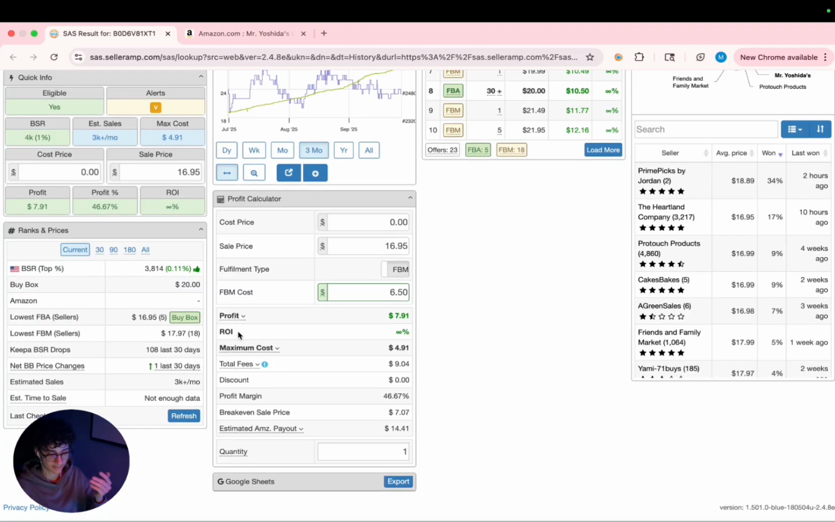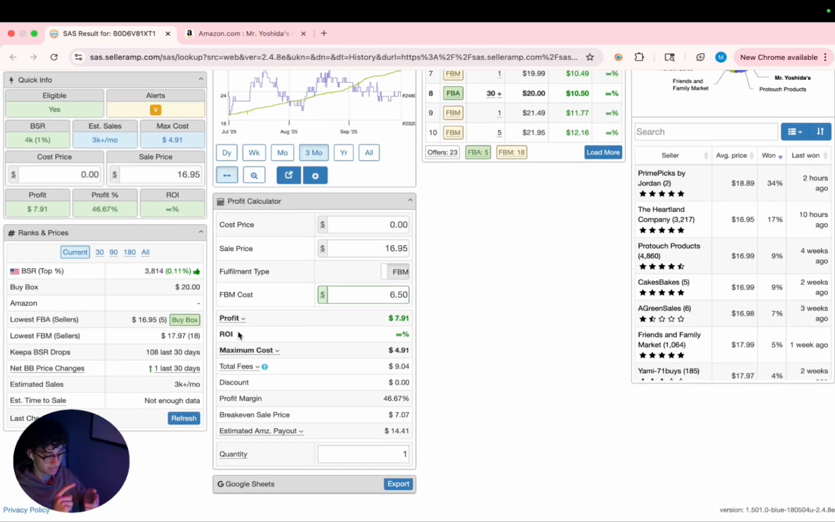Now, looking down at the profit calculator, Amazon does take fees right here. It does already let you know. So the profit that you see is after the shipping label, after Amazon fees, after all of that, right? The final profit you see here should be exactly what you are taking home.